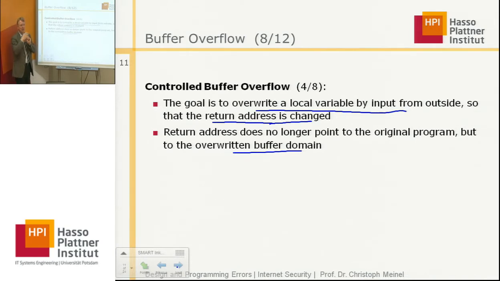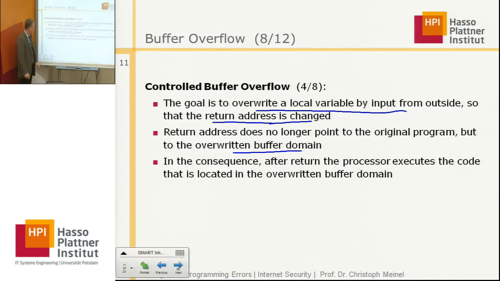Change the return address by overwriting the buffer so that the program afterward does not jump back to the original point in the original program. It jumps to the start of the executable code that's placed in the buffer overflow. In consequence, after return, the process executes the code located in the overwritten buffer domain. It executes the code of the attacker with the rights of the original program.